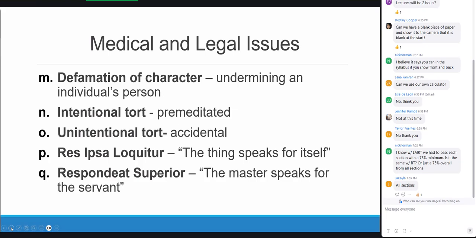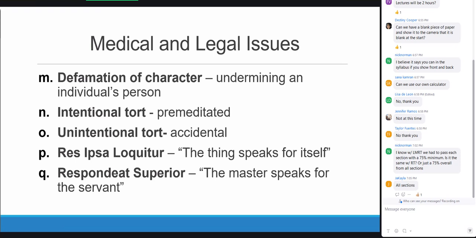So defamation of character is undermining an individual's person, or speaking ill of them, or holding them to ridicule or scorn in a respected population or community. And again, it can be slander, spoken, or libel, written. Again, it does not have to be false. Whatever it is that's being said, it just has to be presented in a way to damage another individual's reputation. Even if it's true, even if it's truthful, it can still be considered defamation of character.